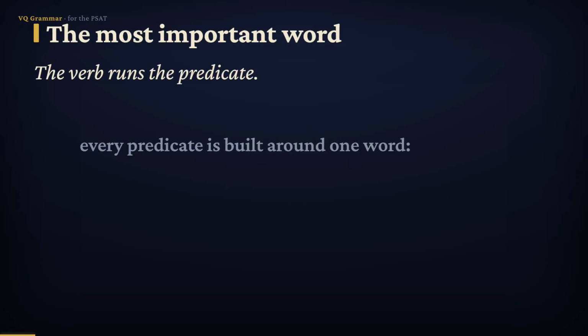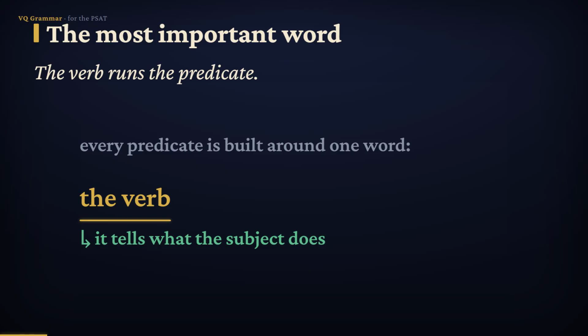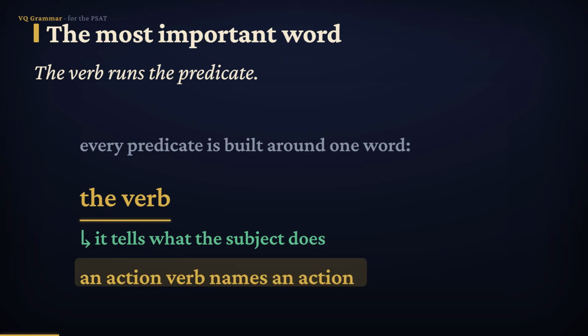Let's start big. The most important word in the complete predicate is the verb. It's the word that tells you what the subject does. And the simplest kind of verb is the action verb, a word that names an action. Find the action, and you found the verb. Action verbs come in two flavors.